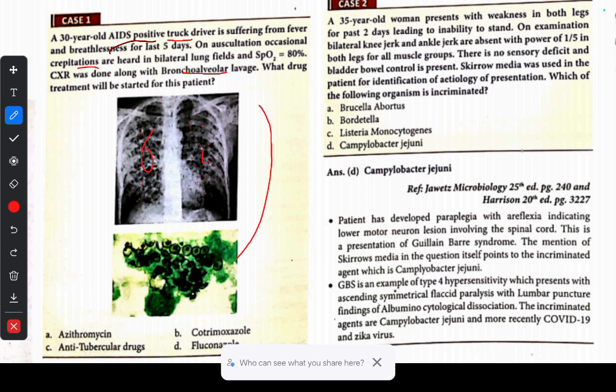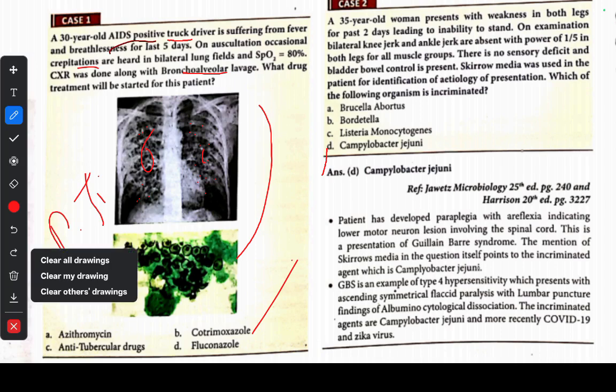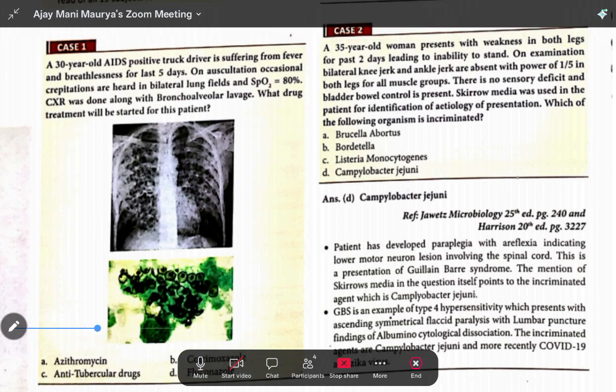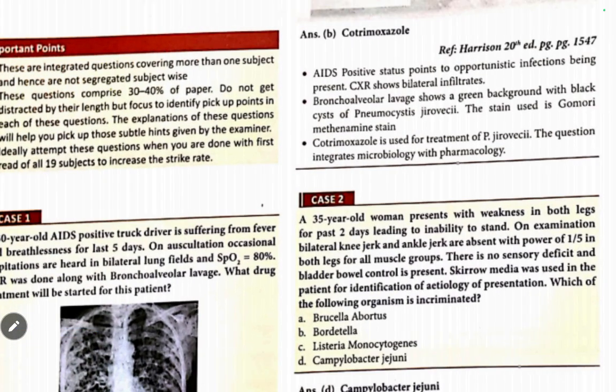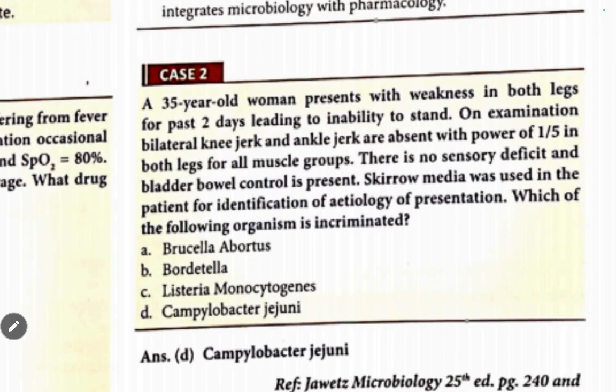Whenever you are thinking about an AIDS patient, this is going to be Pneumocystis jirovecii, isn't it? What is the drug of choice for that one? It's your cotrimoxazole. Yeah, done. See, it's very easy. See the answer here, they have given this one only. Okay, the next one. See how I am solving.